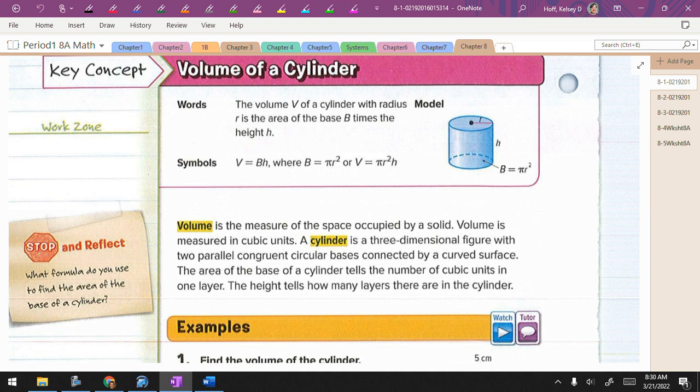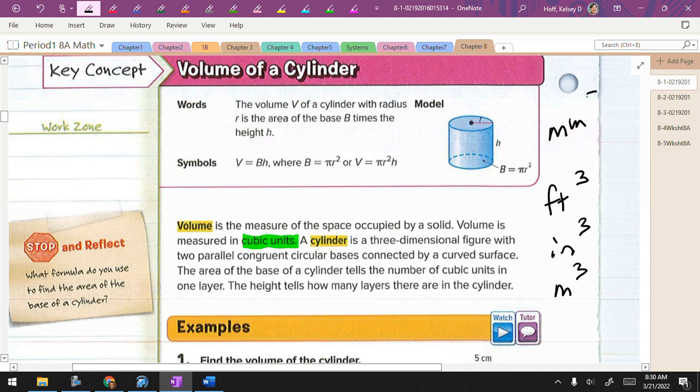Volume is the measure of the space occupied by the solid. It is measured in cubic units. Cubic means to the third. So anything you label today should be feet cubed, inches cubed, meters cubed, millimeters cubed. Volume is always cubed.